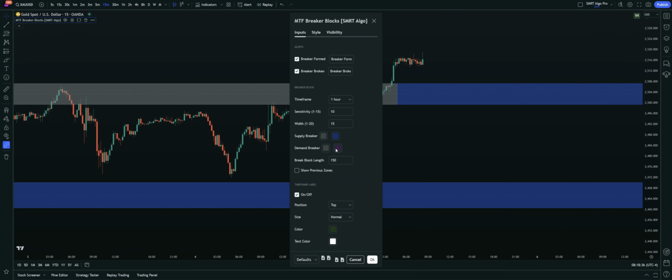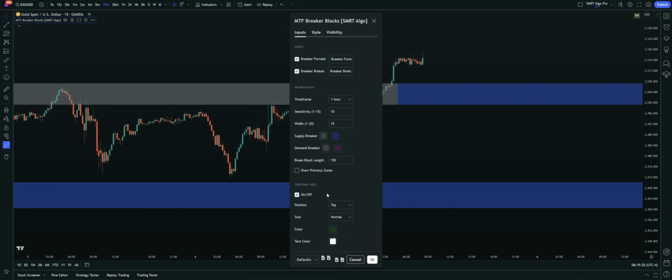Next up is the sensitivity. You can adjust the sensitivity of the breaker blocks. A smaller value will lead to fewer zones generated on the chart, and a higher value will lead to more zones shown. For the width, it's pretty self-explanatory. A smaller value will result in smaller zones, and a larger value will result in larger zones. You can adjust the colors to how you like. For example, you might want to change it to green or red or purple and blue. It's up to you. And of course, finally, we have the time frame labels.